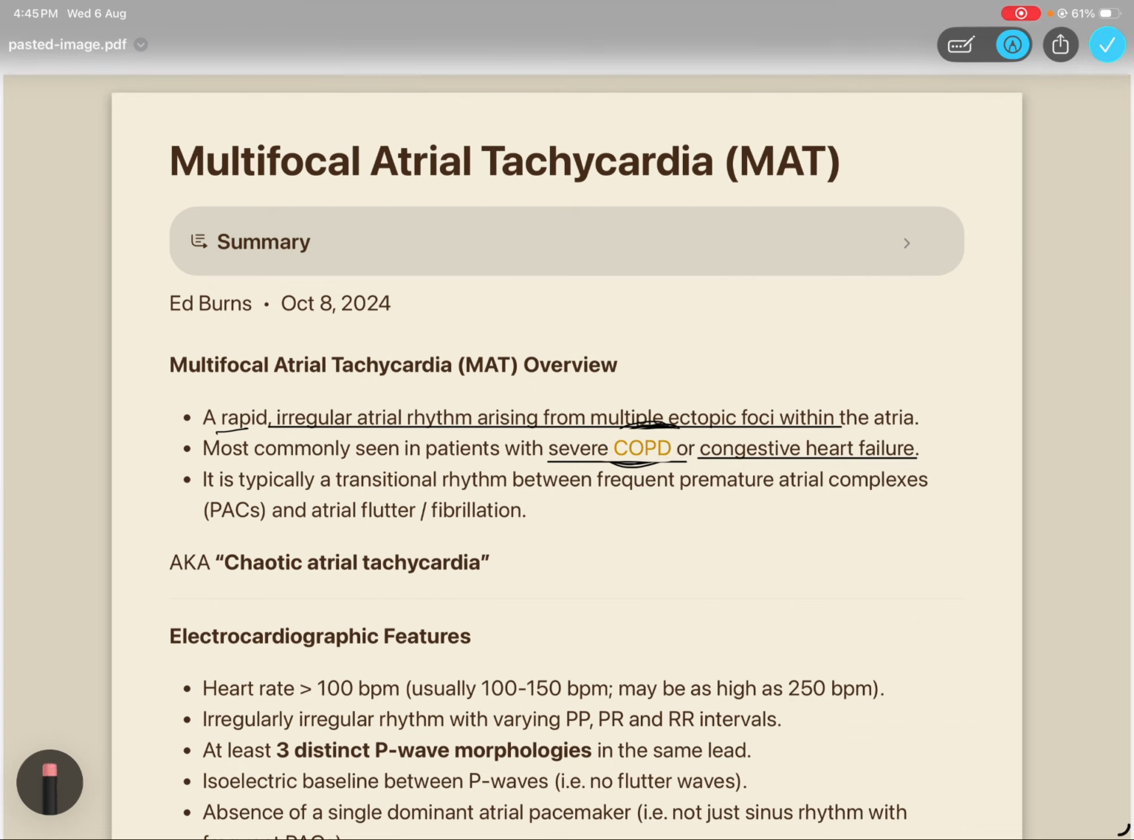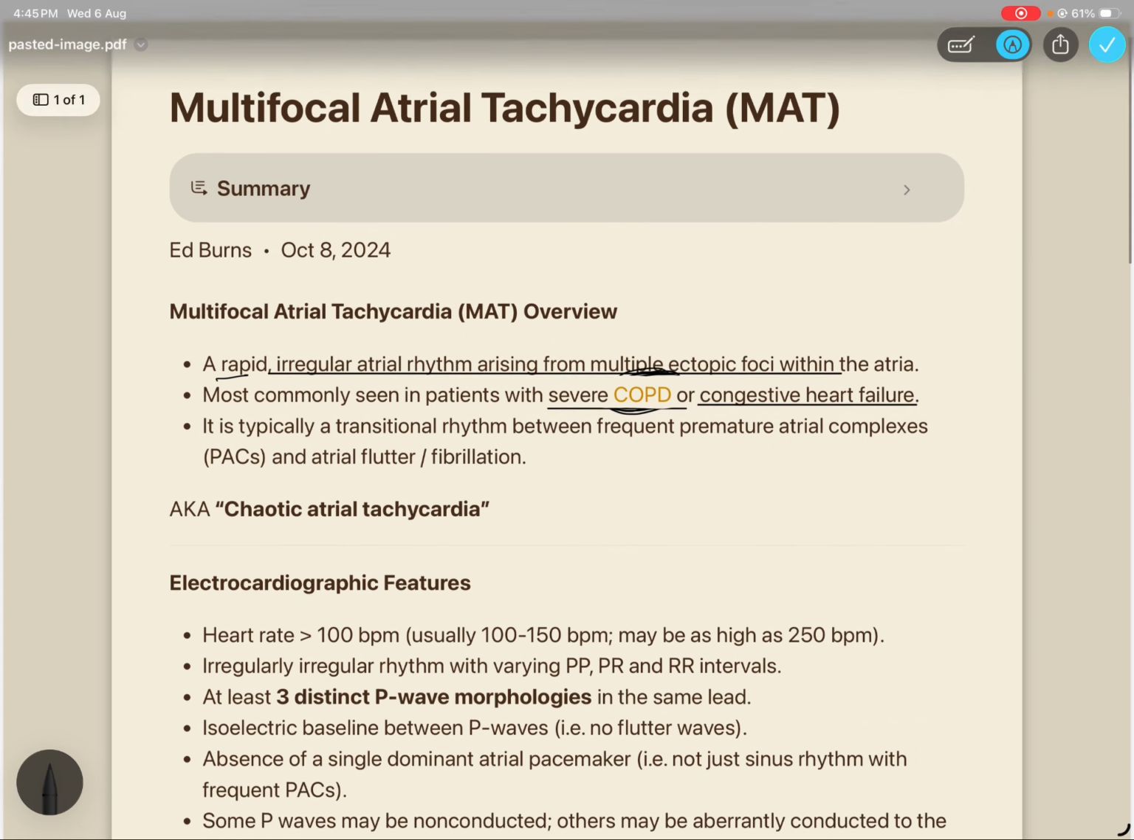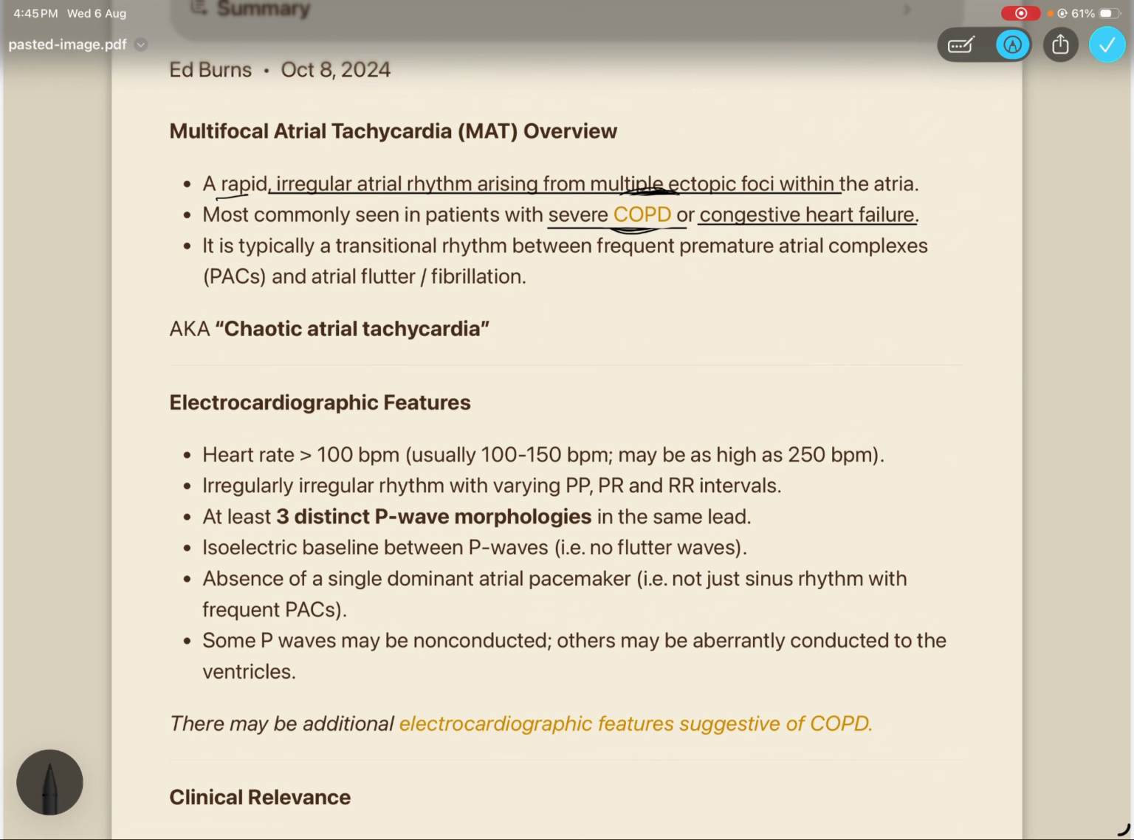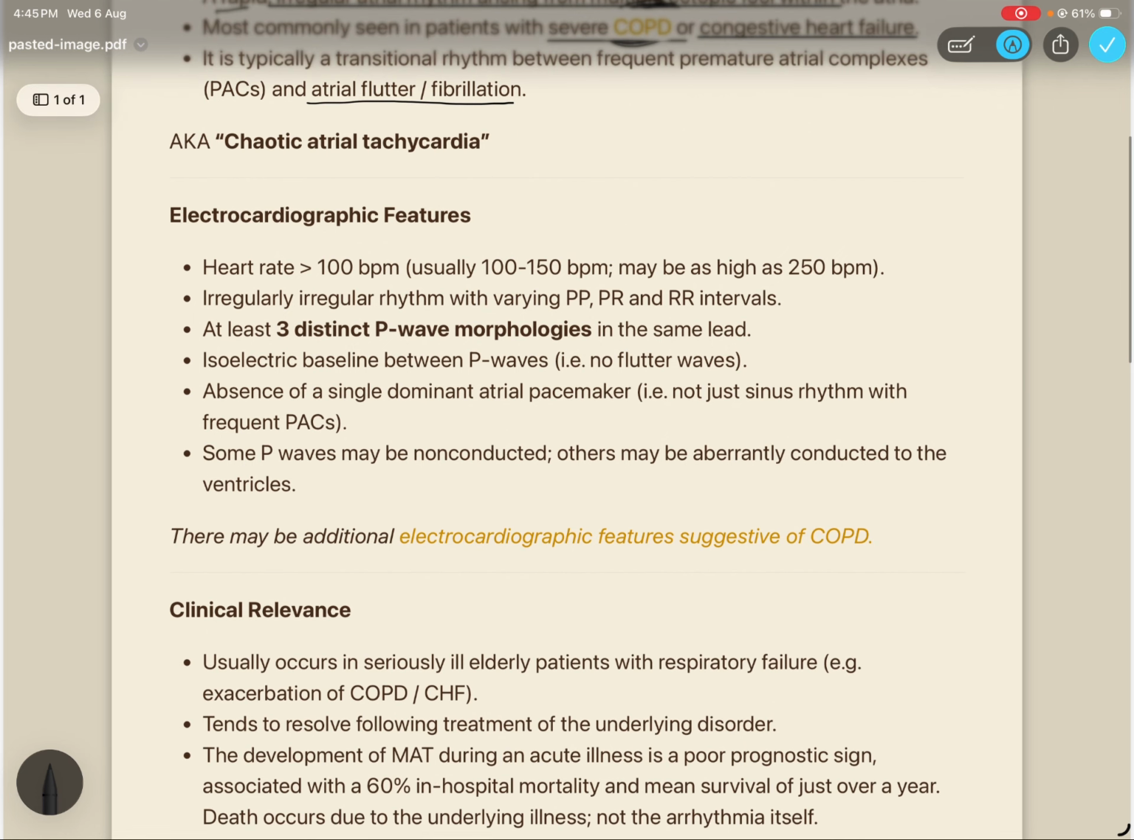It is typically a transitional rhythm between frequent premature atrial complexes and atrial flutter and fibrillation. So, the rhythm can transform into one of the two. ECG features are heart rate more than 100, usually 100 to 150, can be as high as 250. Irregular rhythm, we saw that, varying PP, PR and RR intervals. Three distinct P waves in the same lead, which is an important part. Then isoelectric baseline, as we saw. No flutter waves are there.